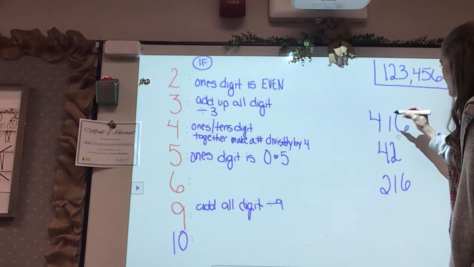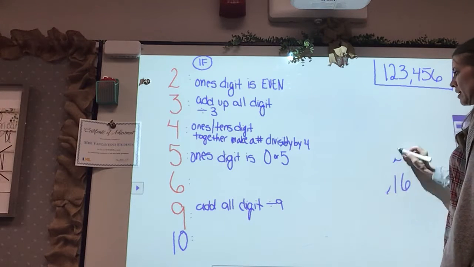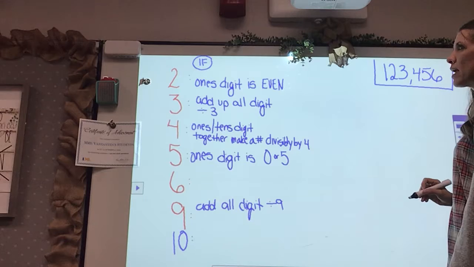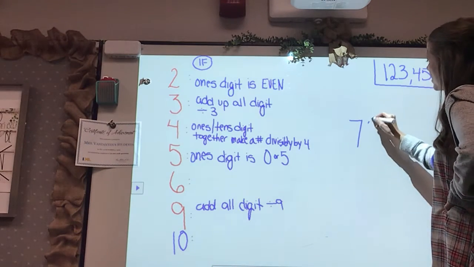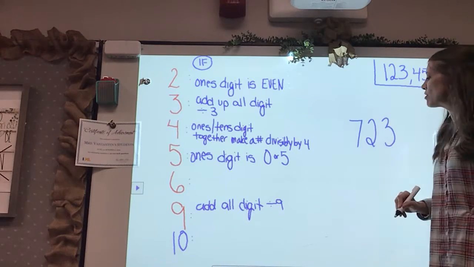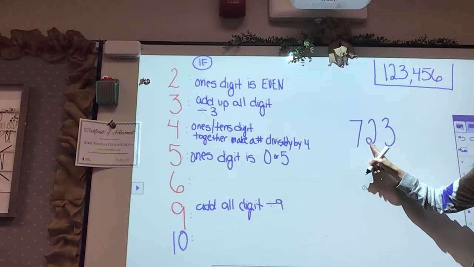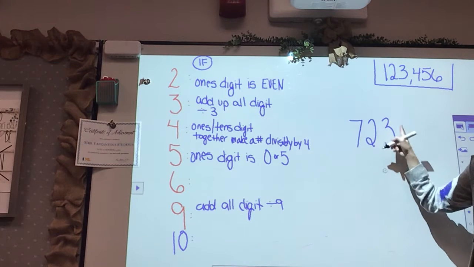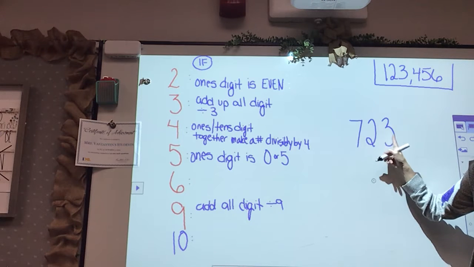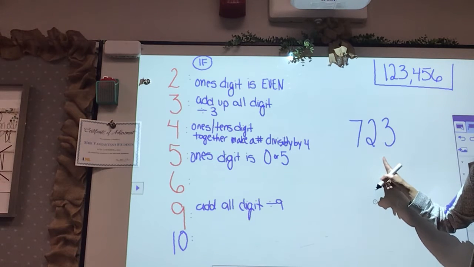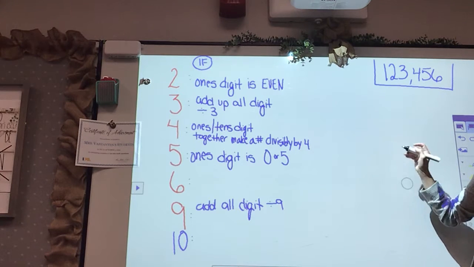Let's try some more examples here. How about I give you this one? Let's see. 723. Let's add those up. 7 and 2 is 9, plus 3 is 12. Is this number divisible by 3? Yes, because 12 is divisible by 3. Is it divisible by 9? No. I'm going to give you one more rule, and then we should be able to put all our numbers up here and see what they're divisible by.